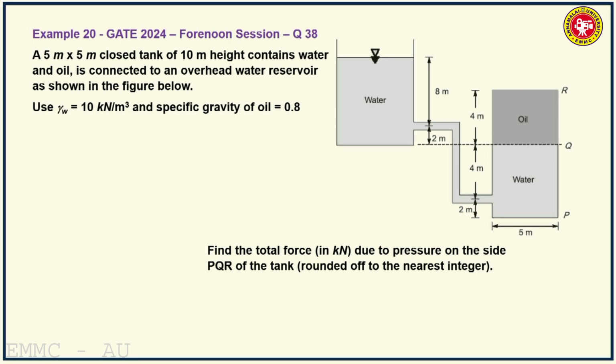So let us take the specific weight of water as 10 kilonewton per meter cube and the specific gravity of oil is 0.8. You are asked to find the total force in kilonewtons due to pressure on the side PQR of the tank.